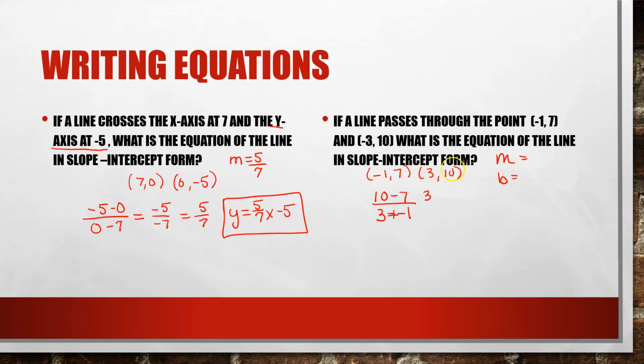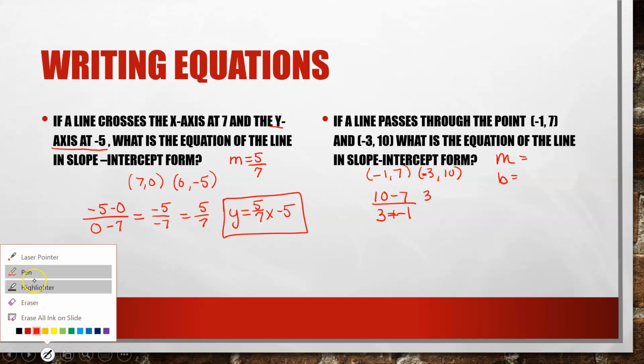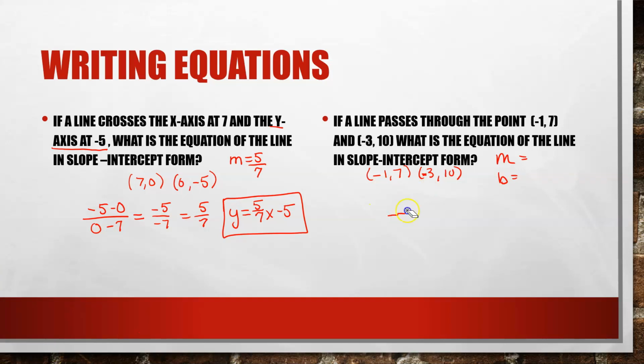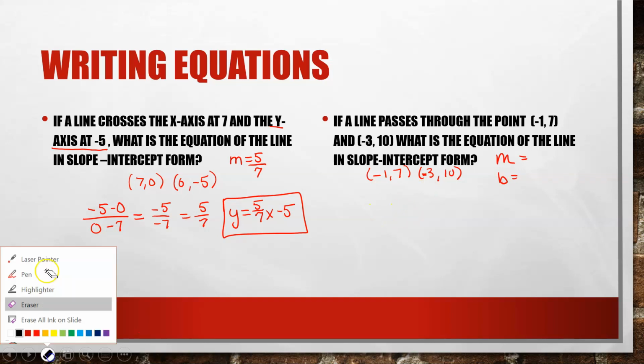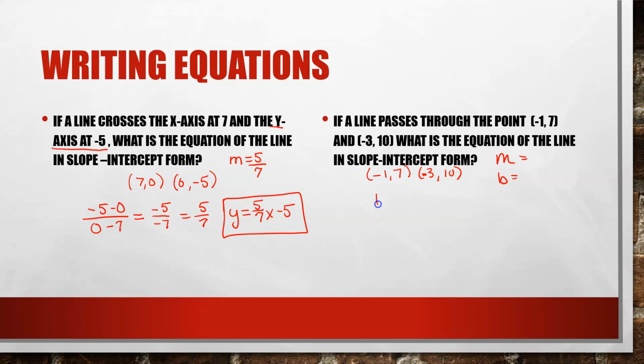Oops, this should be negative. Sorry. Let me go back. I wrote the point wrong. So I have 10 minus 7 still, and I have negative 3 minus negative 1. That becomes positive. So I have 3 over negative 2, so negative 3/2. So there's my slope. I need to find my y-intercept. So this is going to be kind of fractiony. I am going to plug in one of the points, and I'm going to use the first one.